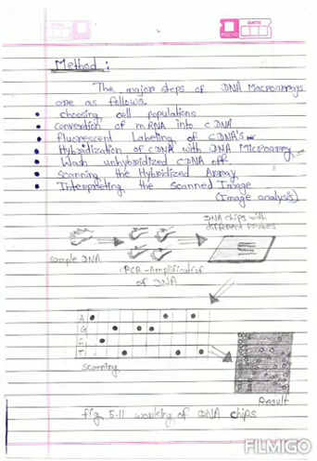Method. The major steps of DNA microarrays are as follows: First, culturing the cell population. Second, conversion of mRNA into cDNA. Third, fluorescent labeling of cDNA. Fourth, hybridization of cDNA with DNA microarrays. Fifth, washing off unhybridized cDNA.